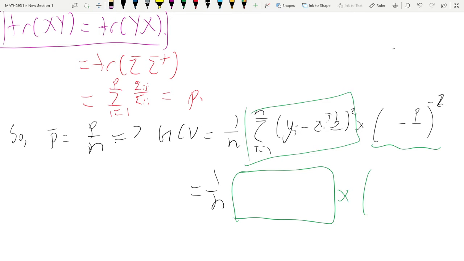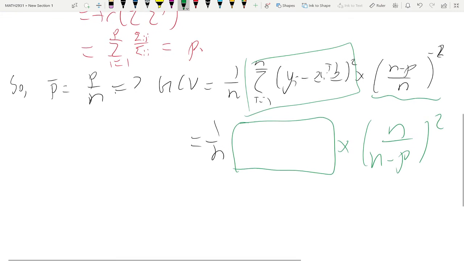I'll just simplify that first. That will just be N minus P of N. Just factorize it. So this will be N over N minus P squared. Just bring the -1 inside. So now you have a positive binomial function.